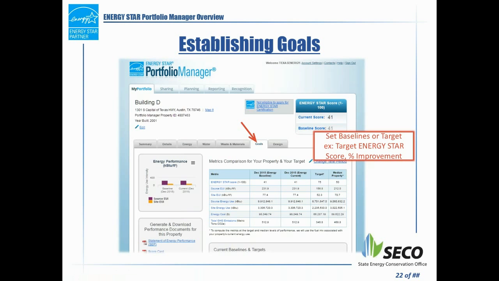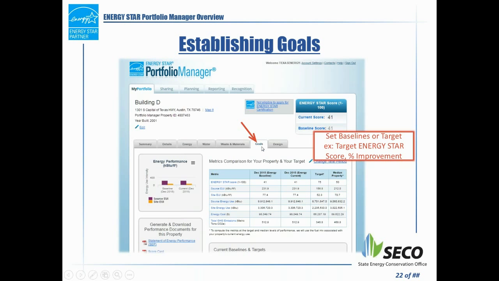You can set a target Energy Star score, so maybe you really want to get certified, and you're going to shoot for that 75 that's required for the certification. Or maybe you want to choose a percent improvement, like we want to save 5% of our energy, and it will tell you down here what you need to do to get to that point. So I'll go through this with you.